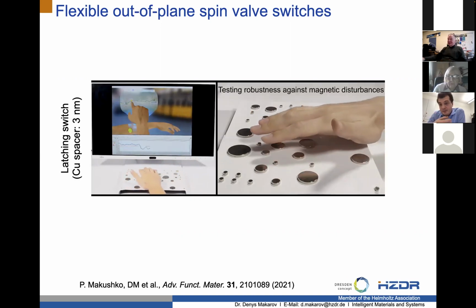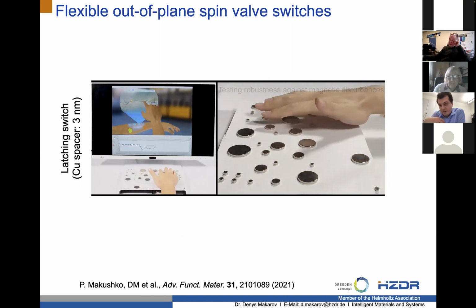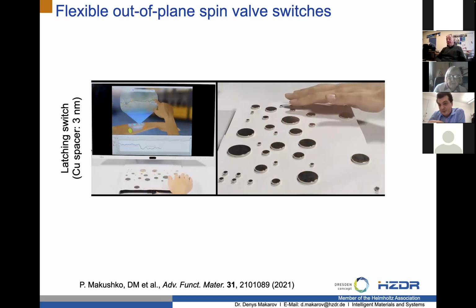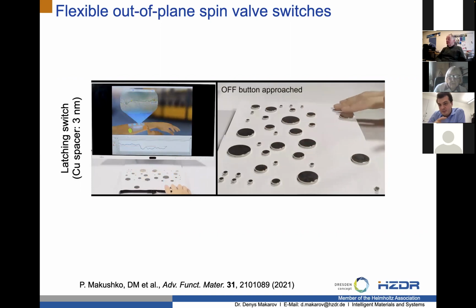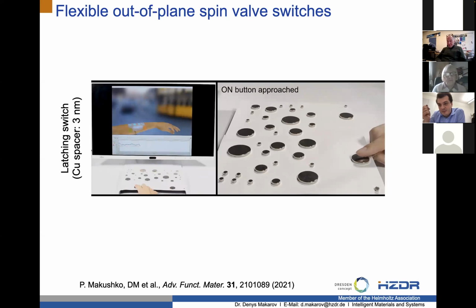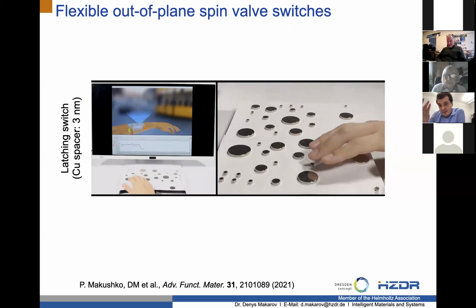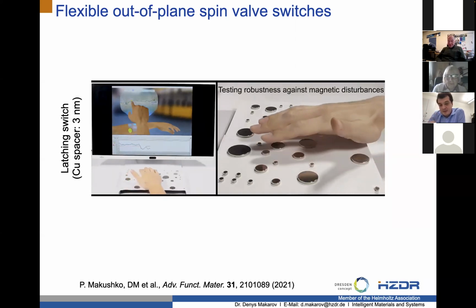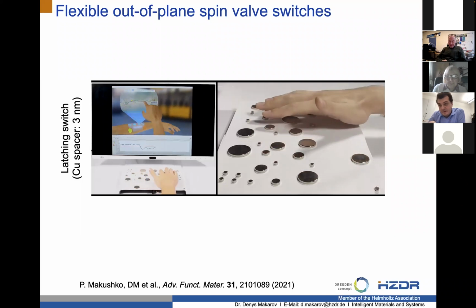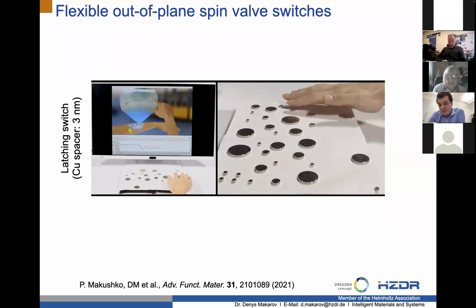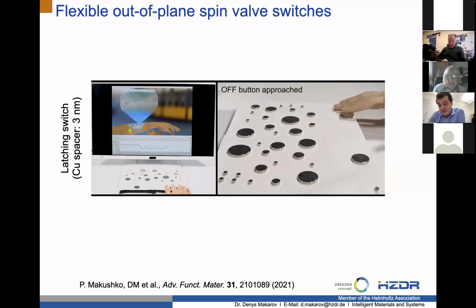And with spin valves, which can simply disregard the non-useful information, you can easily do such a demonstration where you can realize, I don't know, a magnetic button, which can switch on the display, actuate the display, and then you can simply hover over this array with the sensor without disturbing the sensor input. You can switch off when you don't need it.